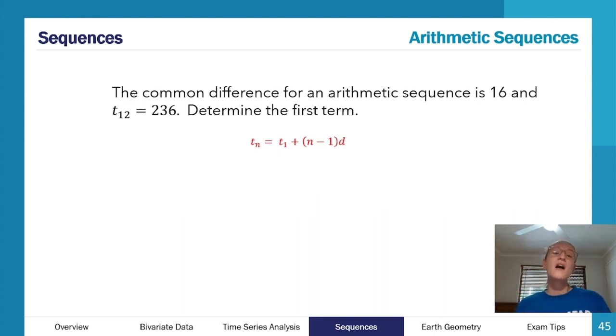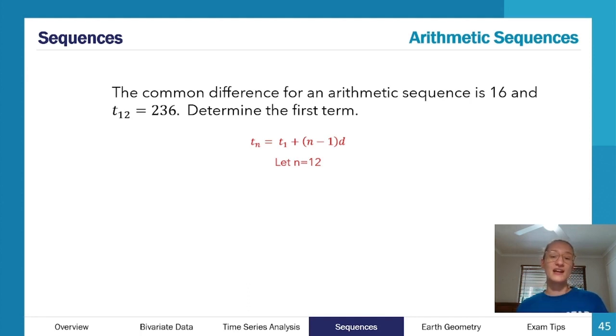So Tn is equal to T1 plus bracket n take 1, close bracket, d. That's what we're doing. Always start with what do we know? Substitute in anything we know and always clearly define all of your variables, because part marks for working is so important and so valuable.